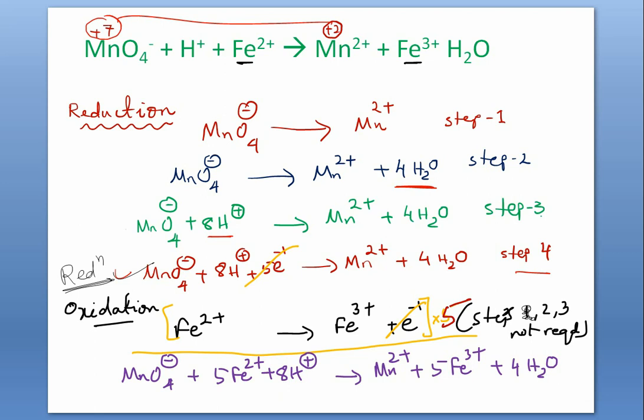It is very simple. 4 steps you have to do. First step is to equalize the atoms other than O and H. Here it is not required. It is already 1, 1. Then addition of water on the basis of excess oxygen. Then addition of hydrogen ion on the basis of excess hydrogen. And finally equalization of charge by adding electron. If it is reduction, the electron has to be added in the left side, and if it is oxidation, to be added in the right side.